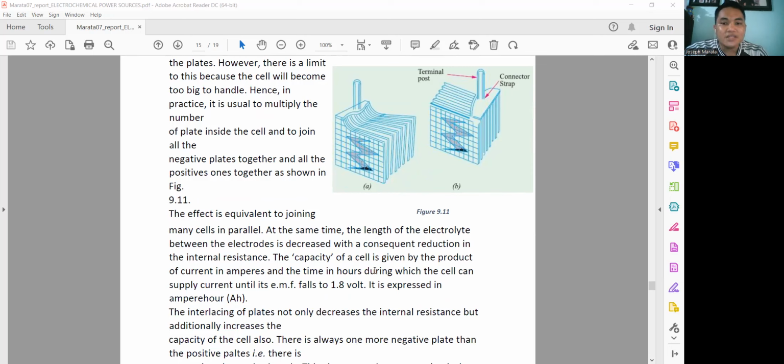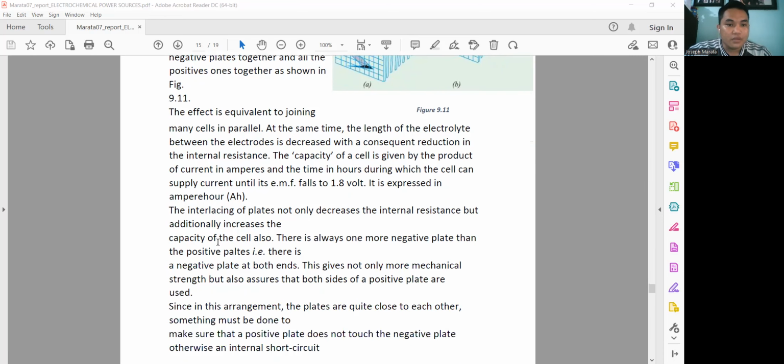The capacity of a cell is given by the product of the current in amperes and the time in hours during which the cell can supply current until the EMF falls to 1.8 volts. It is expressed in ampere-hours. The interlacing of plates not only decreases the internal resistance but additionally increases the capacity of the cell.